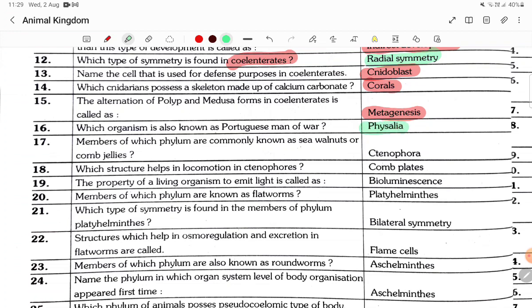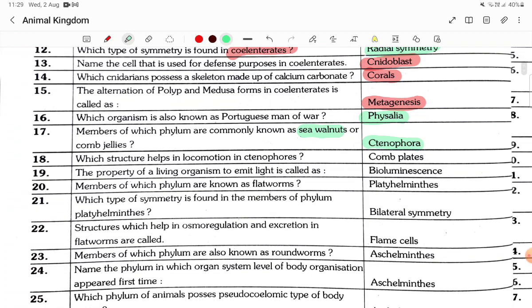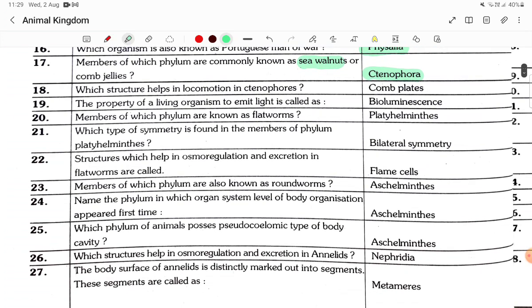Question number 17 is, members of which phylum are commonly known as sea walnut or comb jelly? So Ctenophora. Members of Ctenophora are known as sea walnut or comb jelly. Question number 18 is, which structure helps in locomotion of ctenophore? So comb plates help in the movement. Question number 19 is, the property of living organisms to emit light is known as bioluminescence.